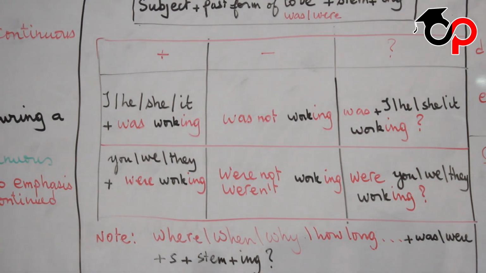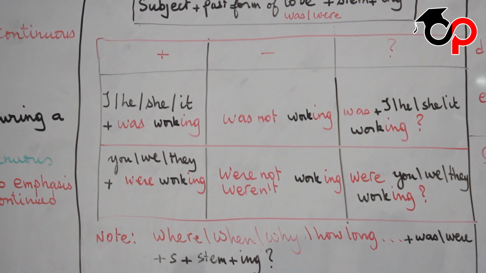They were not working. As for the interrogative form or the questions, here we are going to change the word order. That is, in the positive and negative form, we have subject plus the auxiliary to be. In the question form, we have the auxiliary to be, then we have the subject. So, was I working? Was he working? Was she working? Were you working? Were they working? And so on and so forth.